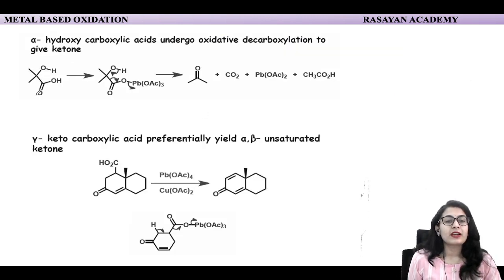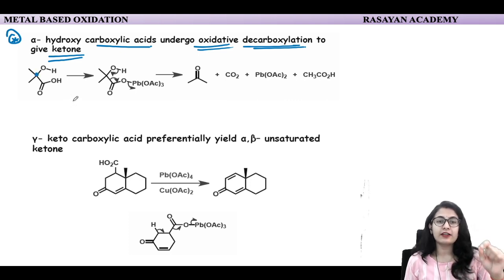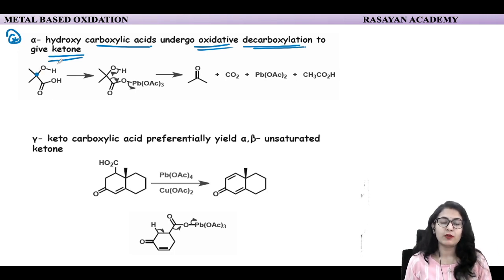See, what you can do is, when you are having alpha hydroxycarboxylic acids, they are going to undergo oxidative decarboxylation to give ketone. Now this has been asked in your CSIR NET exam once. It's obviously an old question, right? But it has been asked in the exam, and see what's happening. Alpha hydroxycarboxylic acid, that on the same carbon you have COOH and the OH group.